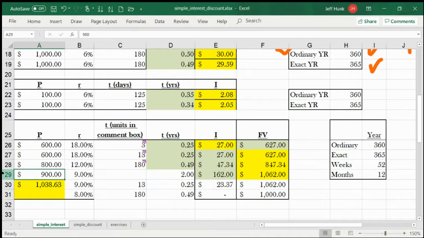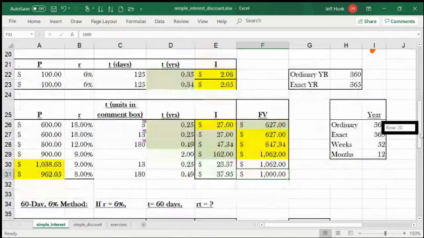Because in the previous problem, the time was 2 years, right? And in this problem, time is 13 weeks. Now this is 180 days, and if you just drag it down, it will have to be $962 at 8% interest rate. And if you put it for 180 days, which is 0.49 years, using exact interest here, you will get exactly $1,000. Okay.